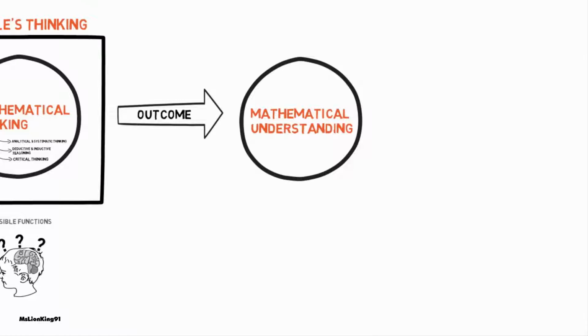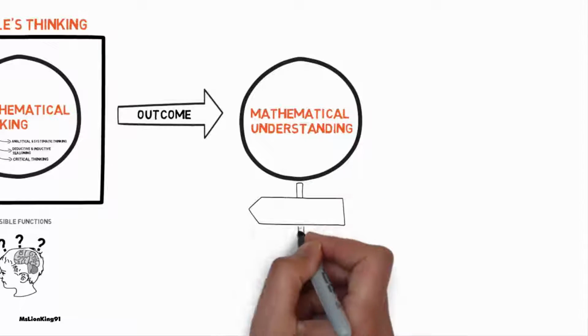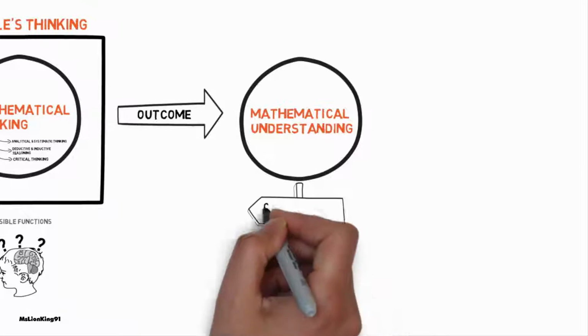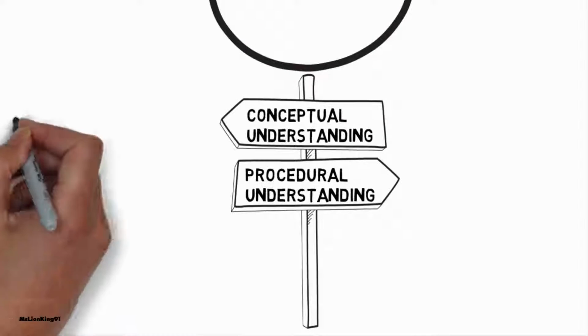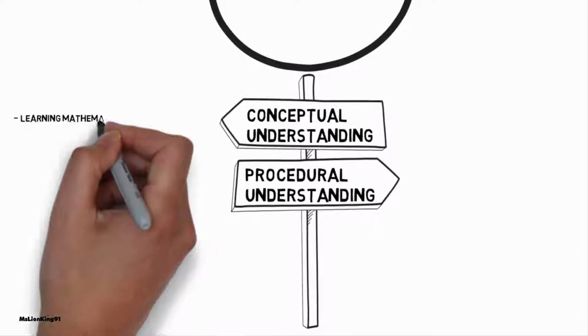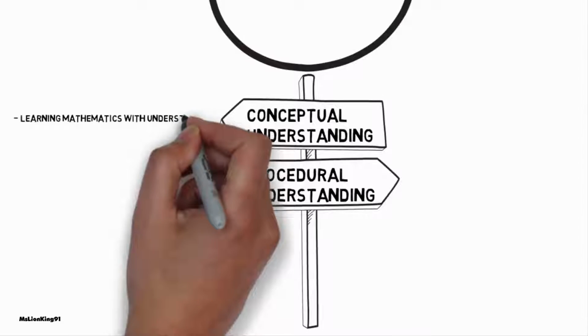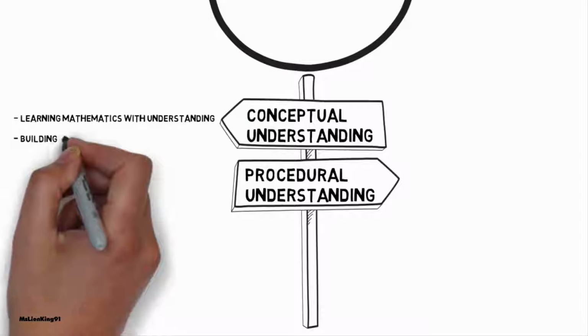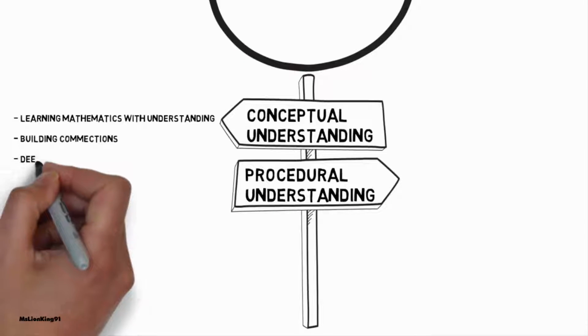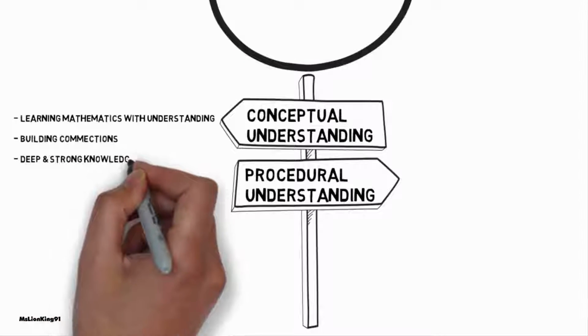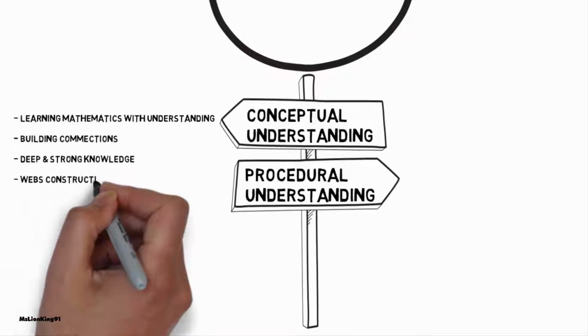My next question is, what does it mean that students have mathematical understanding? The answer should be considered upon two principles: conceptual and procedural understanding. The first concept refers to learning mathematics with understanding and gaining benefits of actively building connections between new and prior concepts. What is more, conceptual understanding means deep and strong knowledge and is related to constructing webs of knowledge.